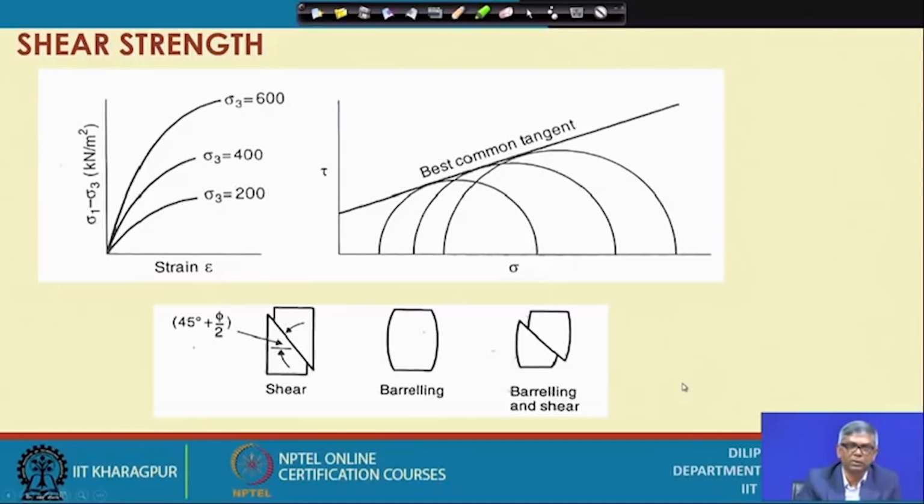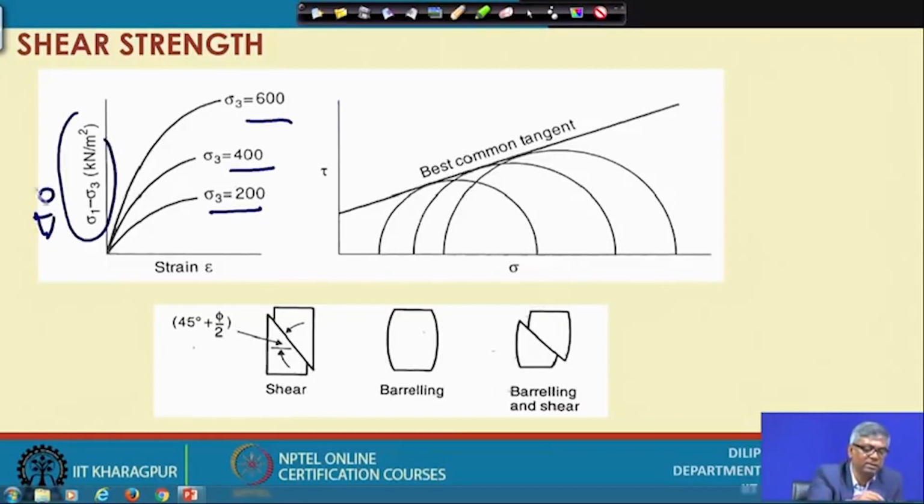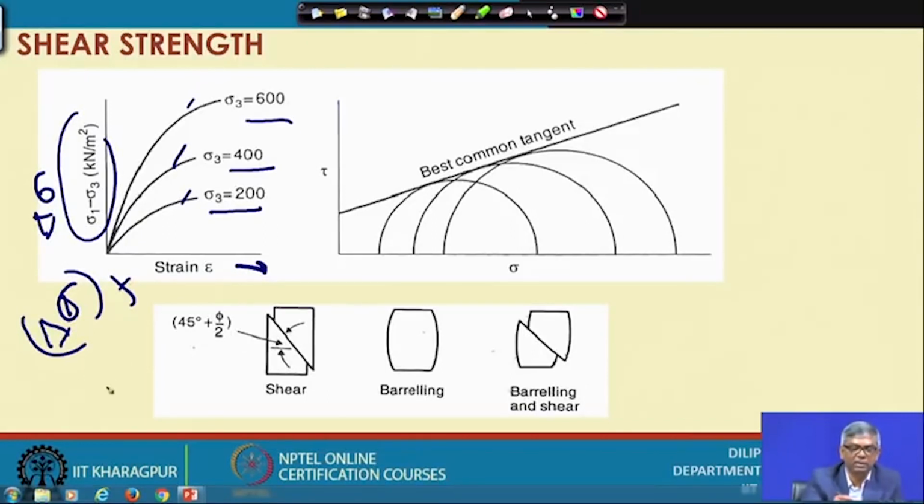And during the test, with different applications of normal stress, suppose sigma 3 is 200, 400, 600, then under different confining pressure, I can apply sigma 1 minus sigma 3, that is delta sigma, the additional axial stress we are applying, versus strain. Then we get different stress curves, and from this I can find out delta sigma at failure. From there, sigma 3 is constant.